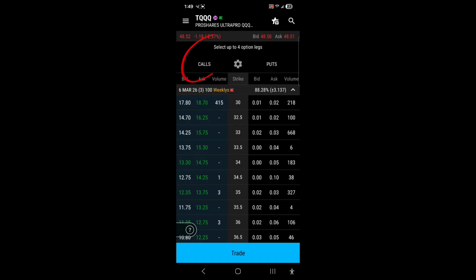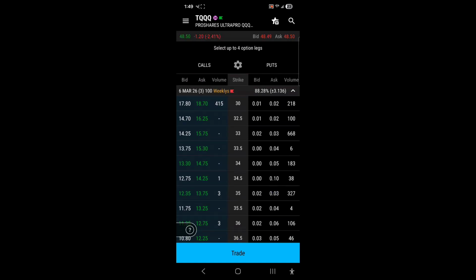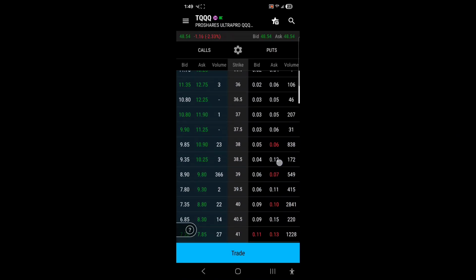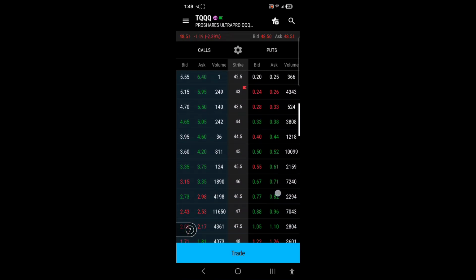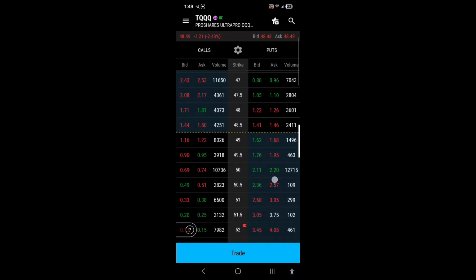I'm going to start off at the strike. It probably makes more sense to start off at the strike. But if you notice, I'm going to do one more thing. I'm going to scroll this up. I'm scrolling it so that the strike is very, very close to the stock price.